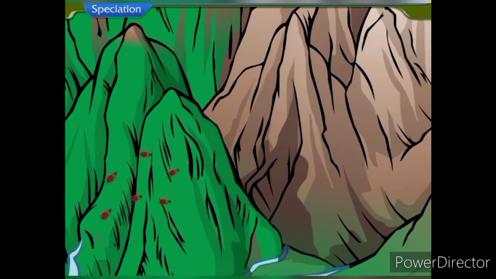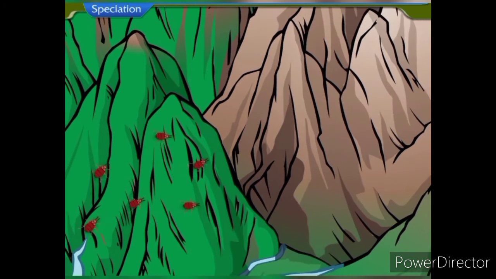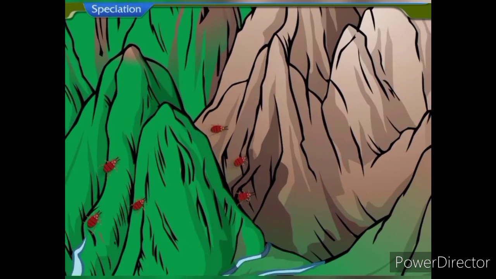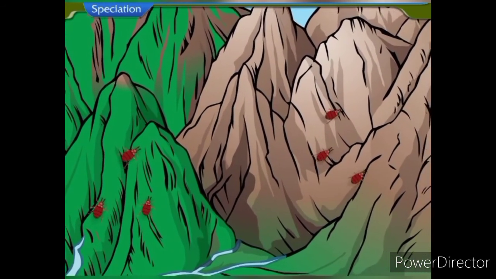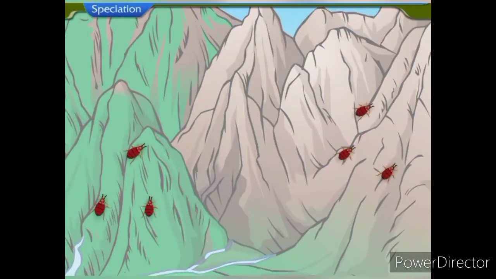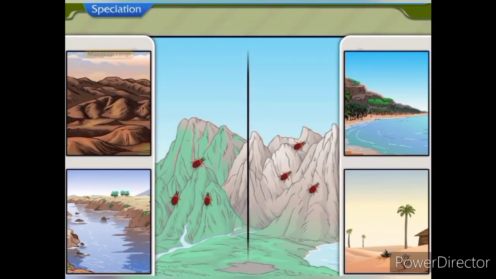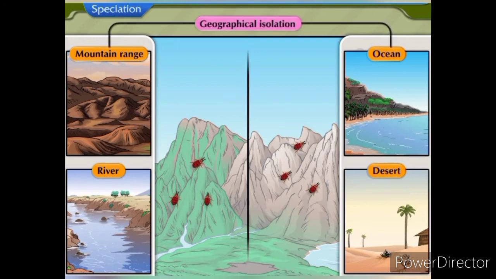Consider an example of a beetle population feeding on the green bushes spread across the mountain range. A few of these beetles would feed on the bushes in the nearby areas, while some adventurous beetle might travel far off. The population of beetles may get divided into two subpopulations due to geographical barriers such as mountain range, river, ocean, desert, etc. This is called geographical isolation.